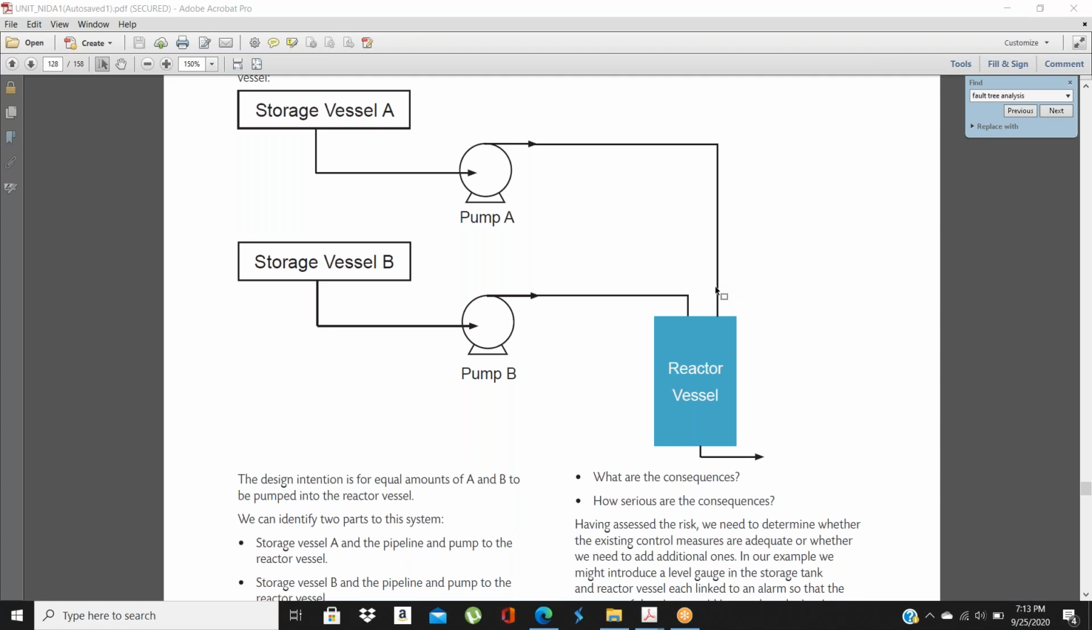We need to install here one flow meter, a flow measuring and controlling device. That flow meter will sense the flow of pump A, or the streamline A, and there should be one flow controller valve. These valves are available automatically, and that flow meter will give the signal to that flow control valve or flow controller, and it will control the flow of pump A. So all these factors we need to consider in the hazard study.